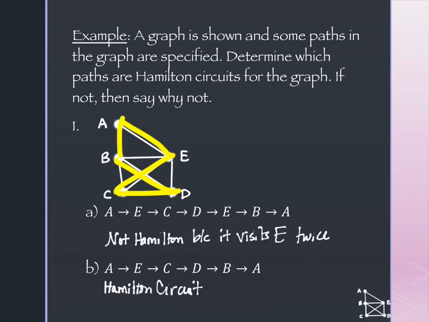All right, so let's go A to E, E to C, C to D, D to B, and B to A. And did it work? It did. We didn't visit any vertex twice. We visited all of them exactly once. We didn't cross anything. We didn't go off the path. Those kind of things, those off the edges.